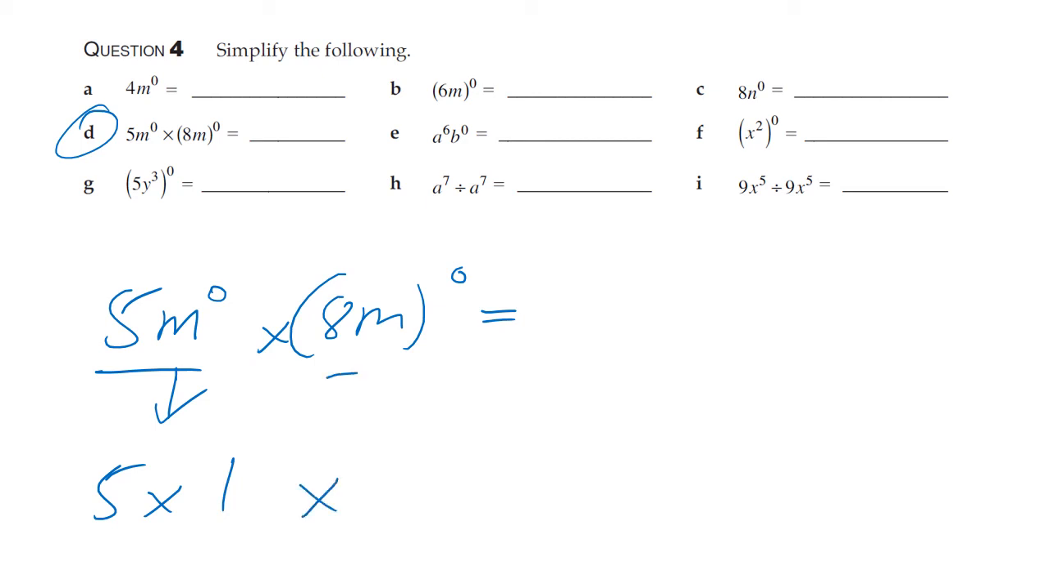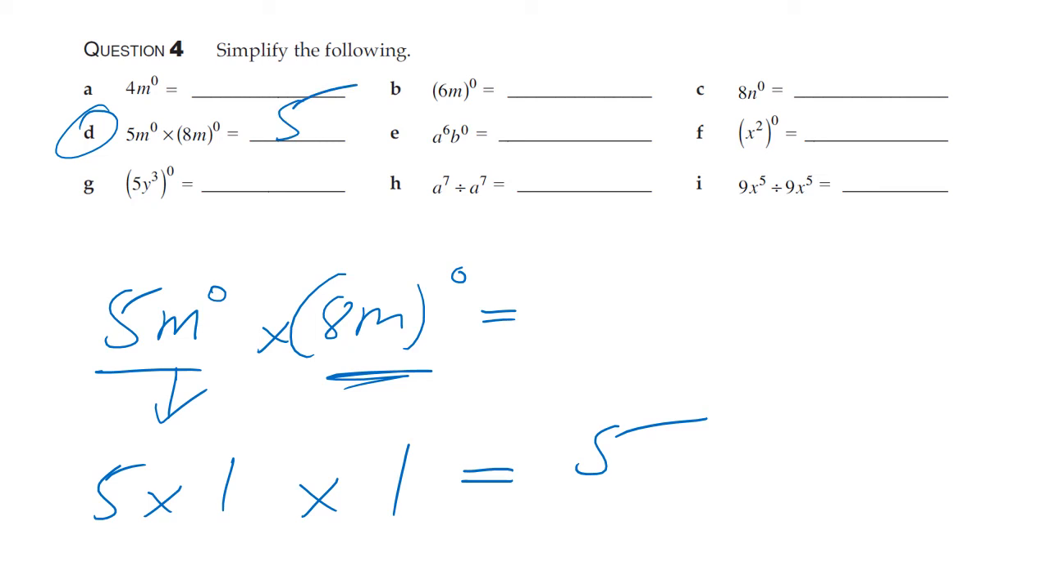Then you multiply this. What would this guy become? We talk about the entirety, the entire 8m, the whole thing raised to the power of 0, which means this whole thing is going to become 1. So your answer is going to become 5.